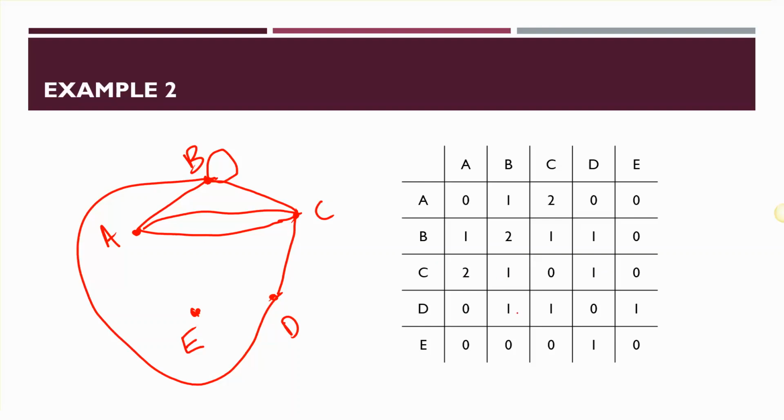D is connected to B, which we've already done. It's connected to C, which is already there, and it's also connected to E. And then you'll see that E is only connected to D. So this is the matrix representation for this graph.